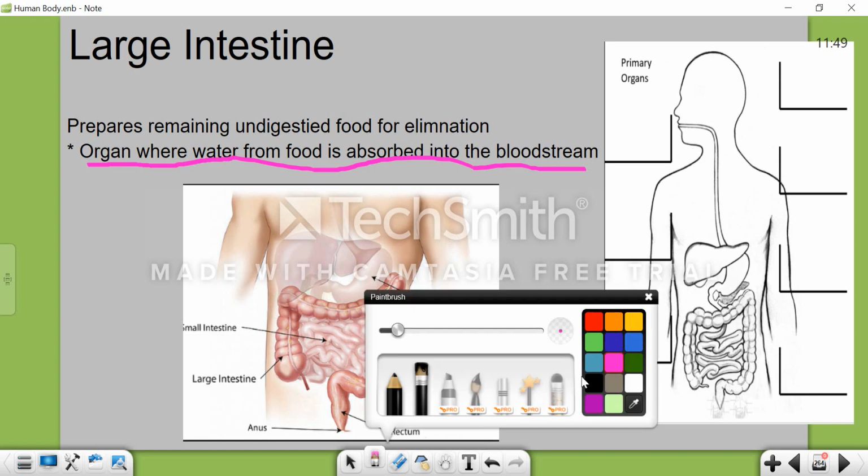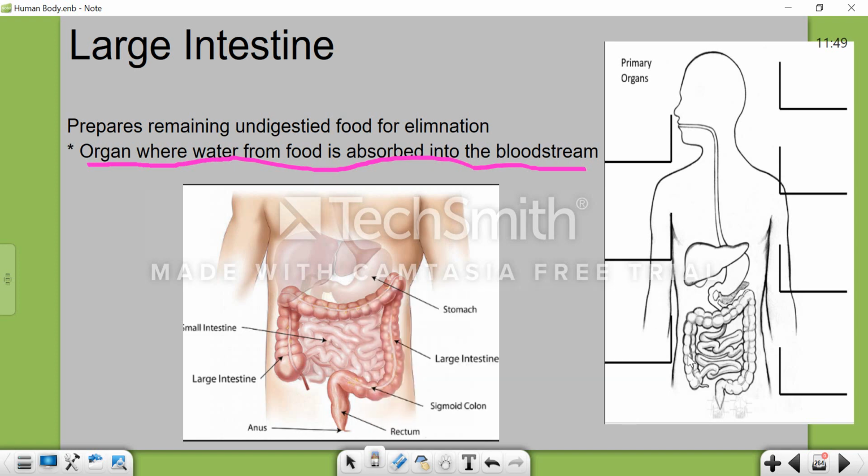So if we were looking, I'll change colors again in case you need to go back. This section here, this whole thing, is going to be the large intestine. So again, not large in length, but in the width around it. Again, this is where water gets absorbed. So in the small intestine, we absorb all the nutrients. Now in the large intestine, we're absorbing water.